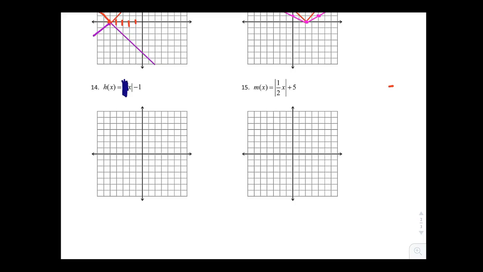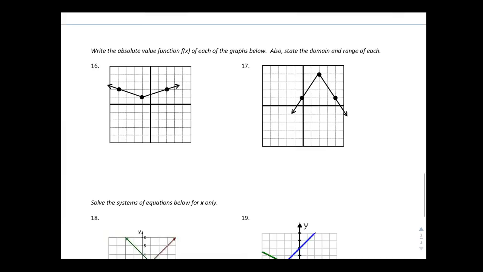In your classes, I just erased that 2. I just erased that 1/2. This should be an up 5 movement. This should be a down 1 movement. Should have been really super simple. Next page.